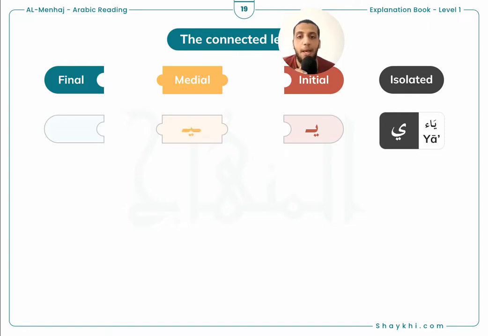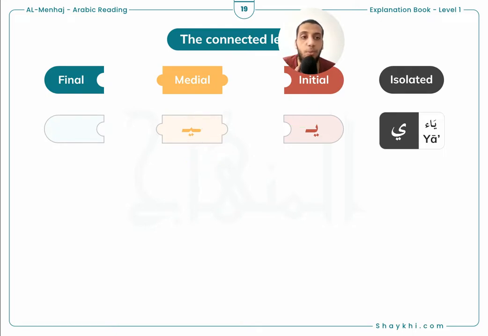What about the middle form? Okay, the same as the initial form but with a line before, okay? And it also looks like letter ba, because letter ba is the same with one dot. So letter ba, one dot; letter ya, two, okay? You can say letter ba is just one dot because it comes first, so first means one, and letter ya, because it comes at the end, is two, not one, okay? You can remember it like this. So this is the middle form.